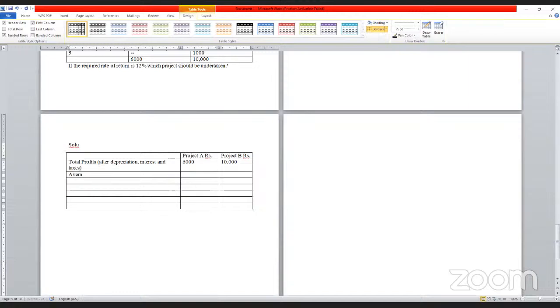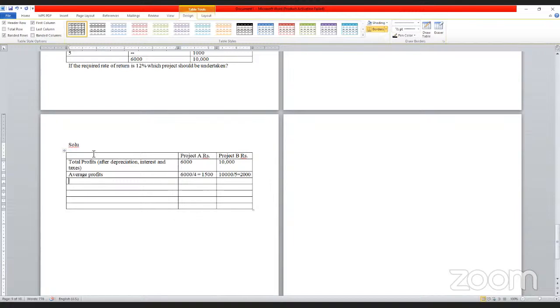Then average profits. Average profits, how you will calculate? 6,000 divided by how many years of profits are there? 4 years. Only 4-year profits. 5th year it is nil. So 6,000 divided by 4, that will be 1,500. Here 10,000 divided by 5, that will be 2,000. Okay, that is average profits.